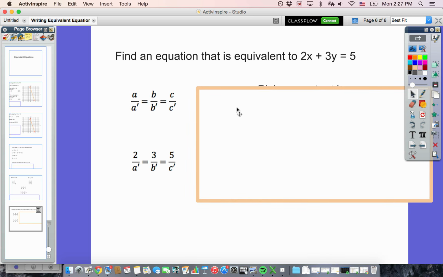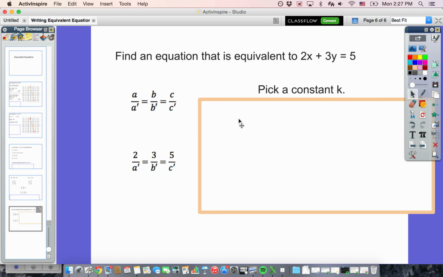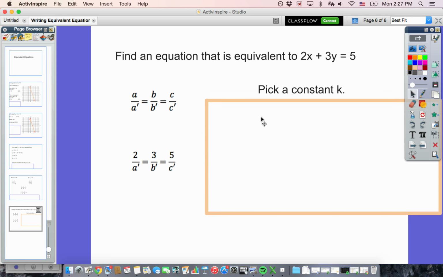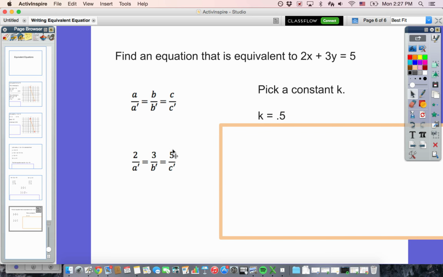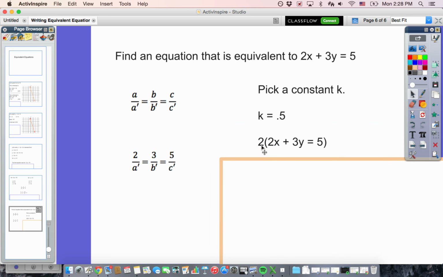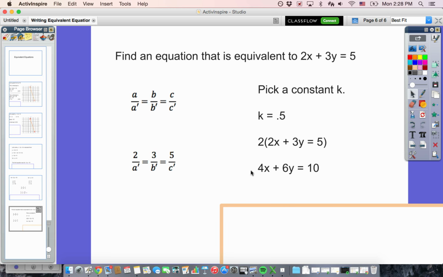So we're going to pick a constant. It could be anything, but we're going to pick something easy. I want the constant to be 0.5, or 1/2, so I want my ratios to equal 1/2. To do that, I know that A prime, B prime, and C prime are going to be twice as big as A, B, and C. So we're going to multiply the original equation by 2 to get this. Our equivalent equation is 4x plus 6y equals 10.